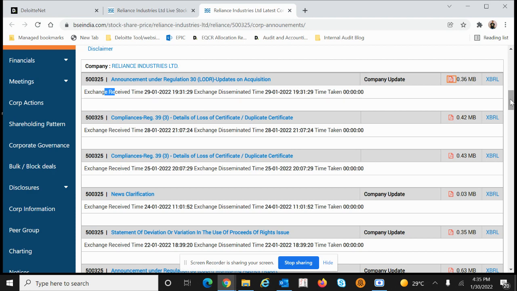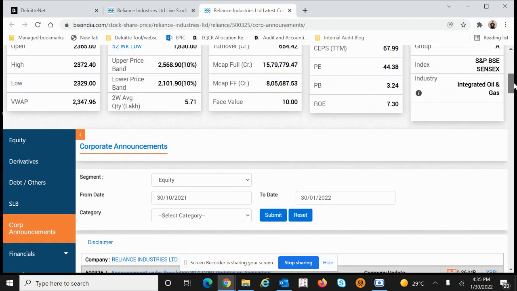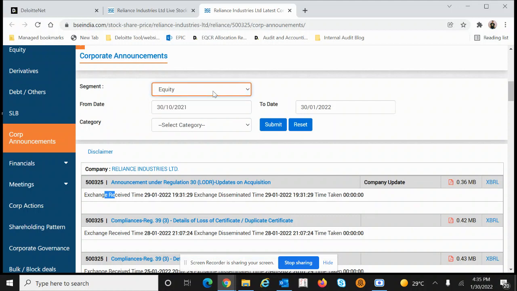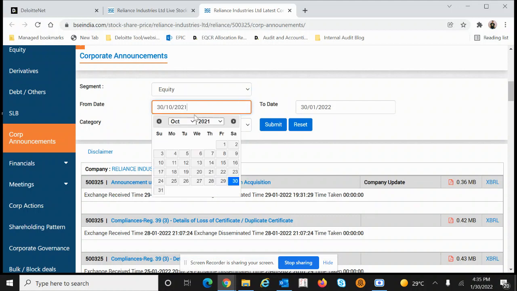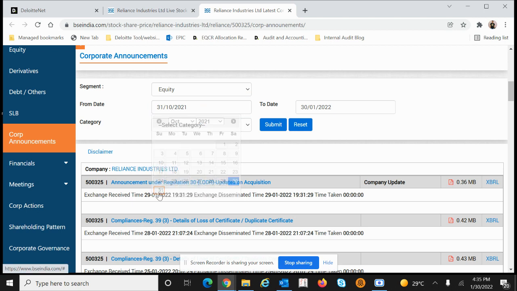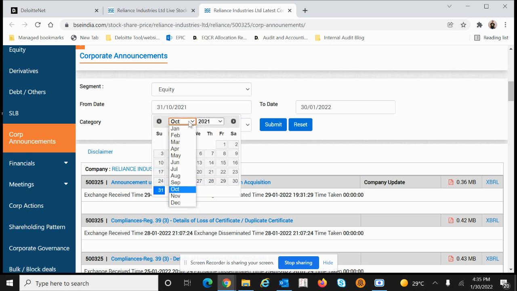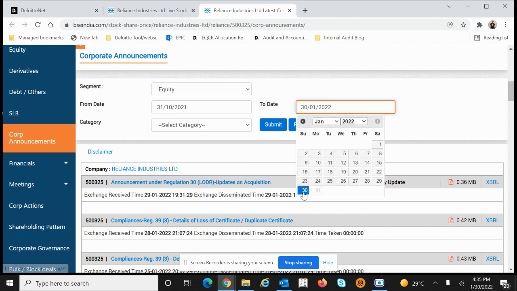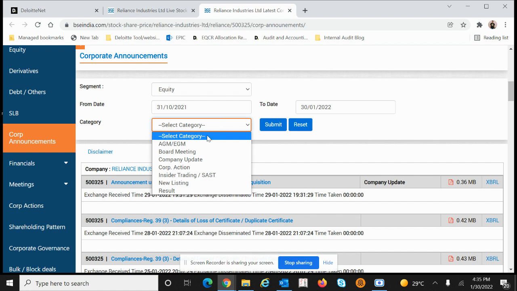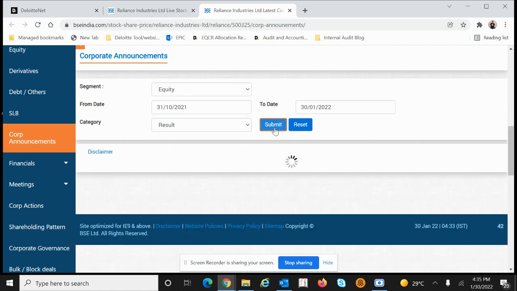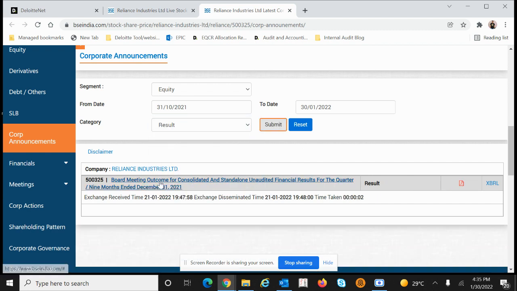Let's say if I want to see the Reliance December result, so what I will do here, the segment is equity. The from date, let's say I will just click here the period. Let's select Jan 22 to, let's say today is 30th Jan 2022. Select category, select as result submitted. So here you can see the board meeting outcome for the consolidated and standalone unaudited financial results for the quarter ended December 31st 2021.